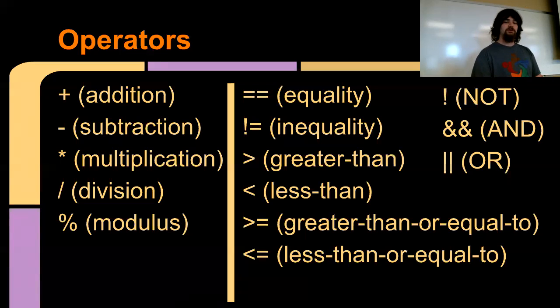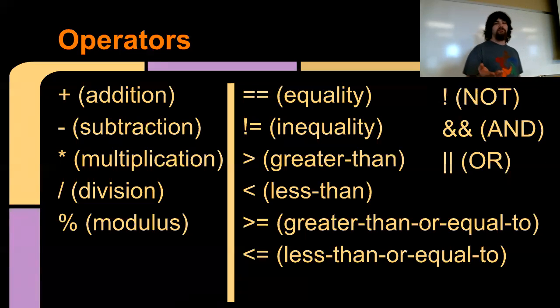Exactly, that it's false. If I say something is not false, what does that mean? Exactly. So that's how you use that. This not bang symbol will invert, it'll flip whatever it is to the opposite.